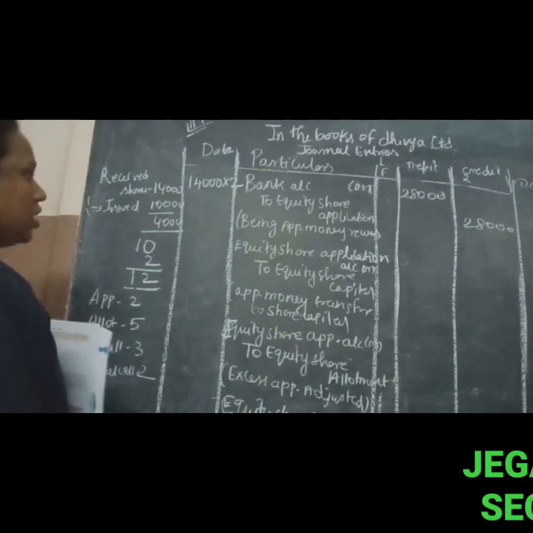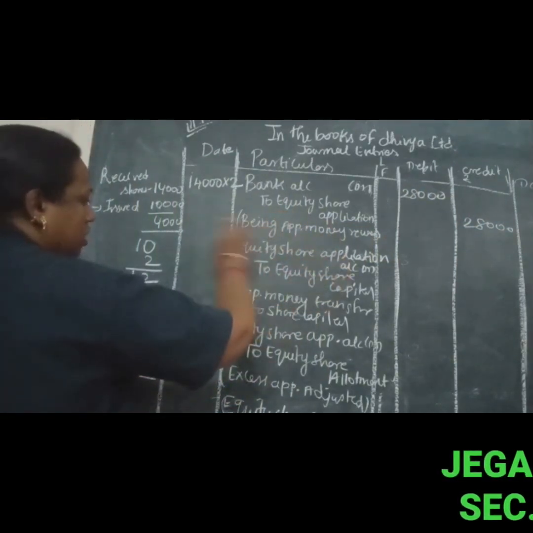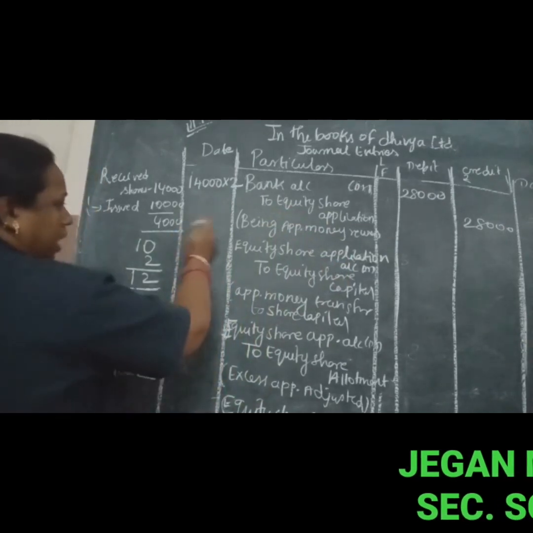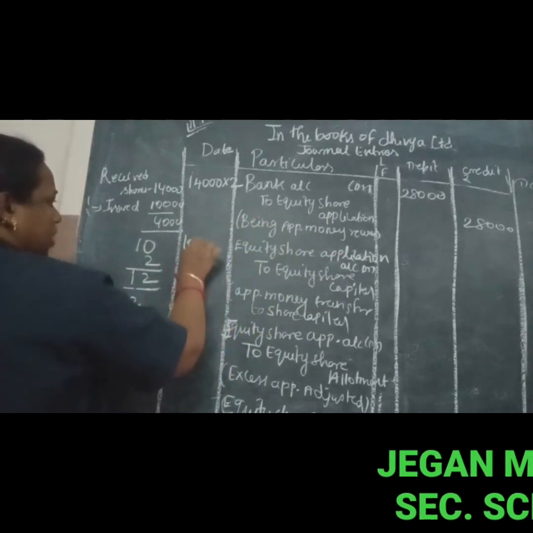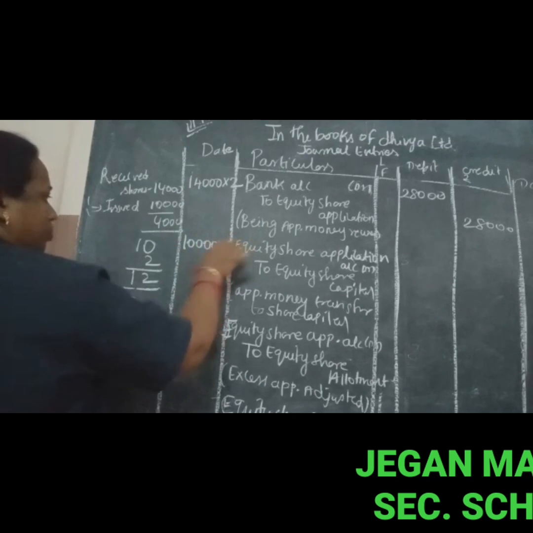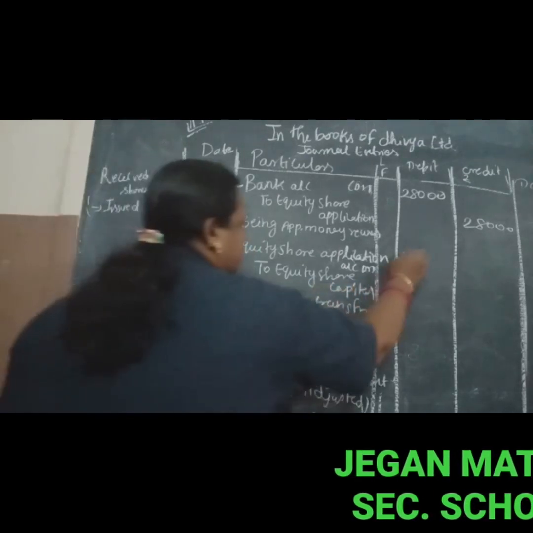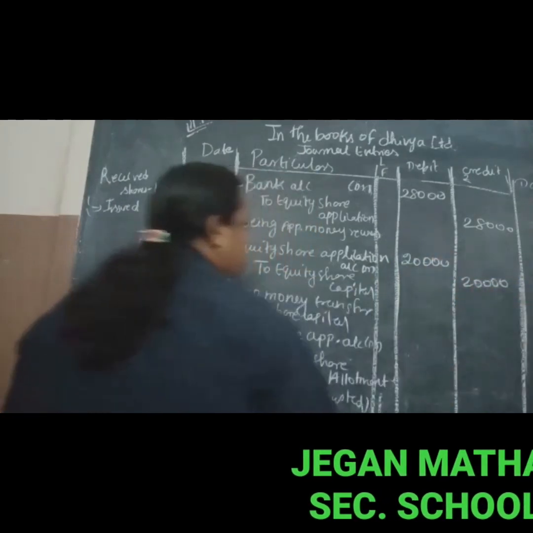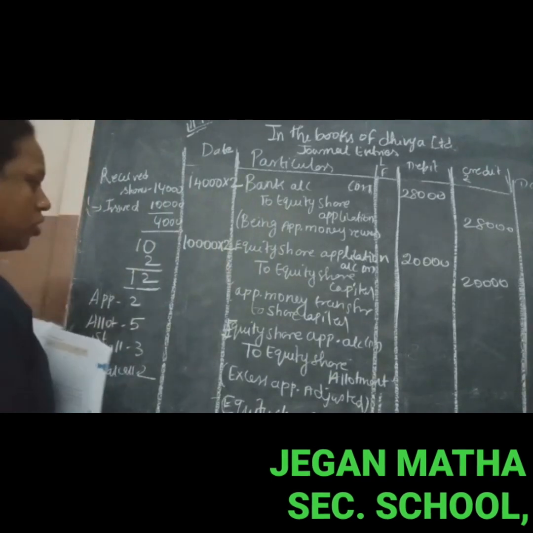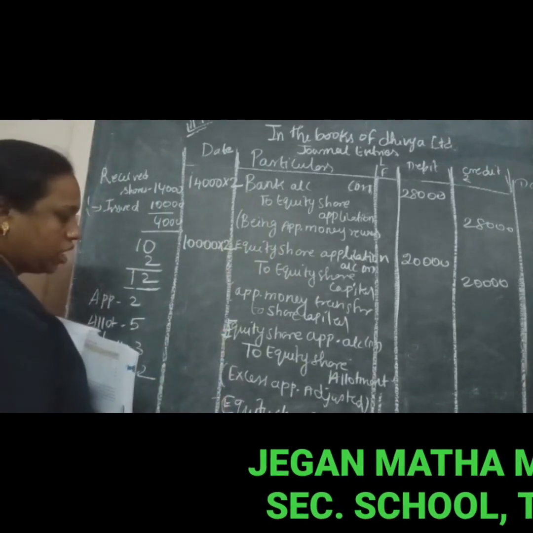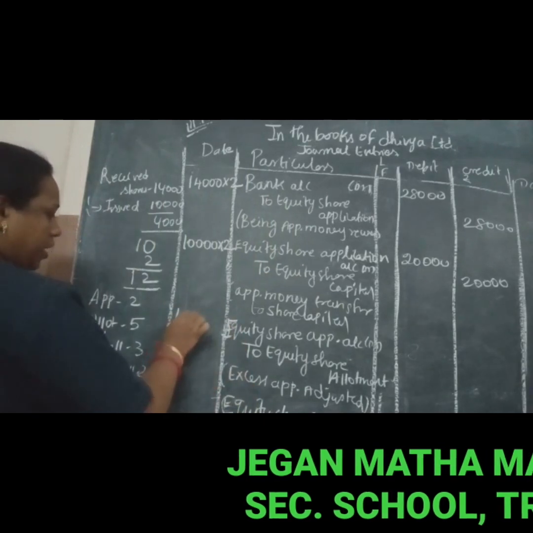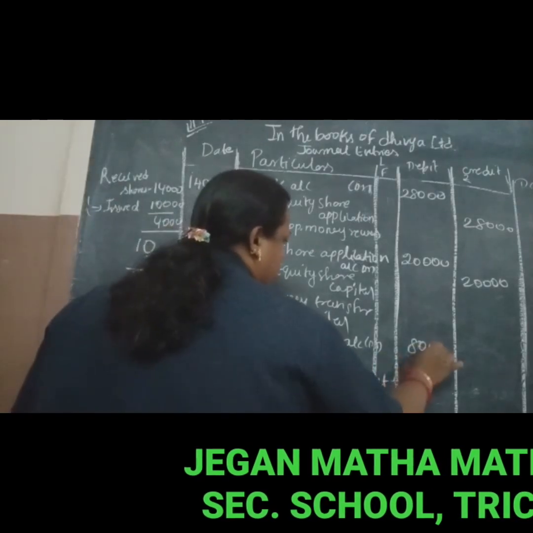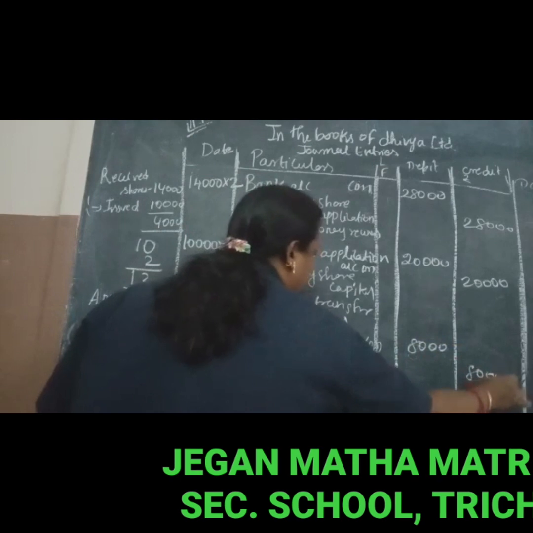Then the second entry. The share application money is transferred to the equity share capital. Only 10,000 shares are issued, so the money for 10,000 shares only is transferred to share capital. 10,000 into 2 rupees application money, 20,000. Then the next entry, for excess application adjusted with allotment. Excess application is 4,000 shares, 4,000 into 2 rupees, 8,000, adjusted with the allotment.